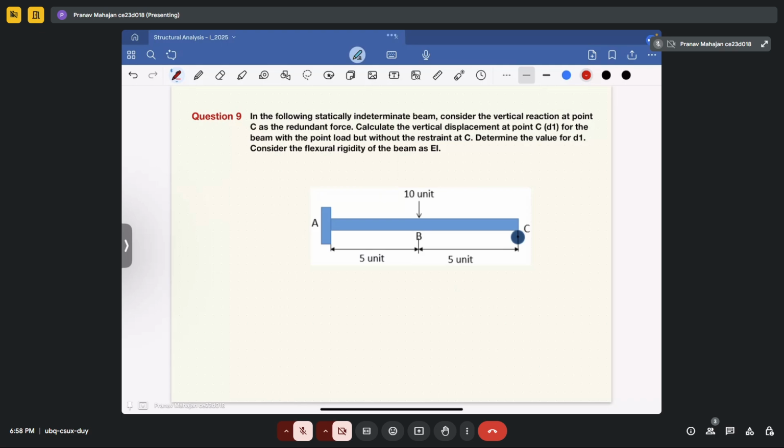So in this question, let me read the question first. In the following statically indeterminate beam, consider the vertical reaction at point C as the redundant force. Now calculate the value of vertical displacement at point D1 with point load but without any restraint at C. So determine the value of D1. Consider the flexural rigidity of the beam to be EI. So this is a pure problem for the force method. So we will first write using force method.